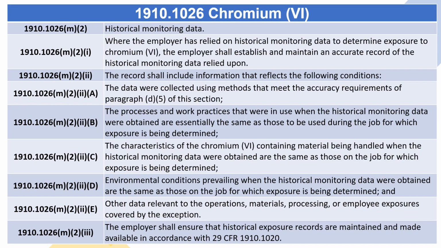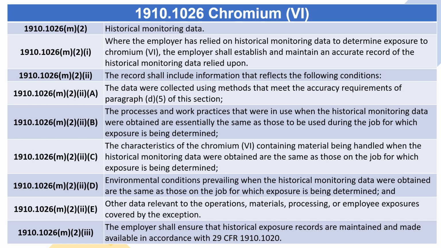1910.1026(m)(2), Historical Monitoring Data. 1910.1026(m)(2)(i), where the employer has relied on historical monitoring data to determine exposure to chromium-6, the employer shall establish and maintain an accurate record of the historical monitoring data relied upon. 1910.1026(m)(2)(ii), the record shall include information that reflects the following conditions. 1910.1026(m)(2)(ii)(A) through (E): the data were collected using methods that meet the accuracy requirements of paragraph (d)(5) of this section.